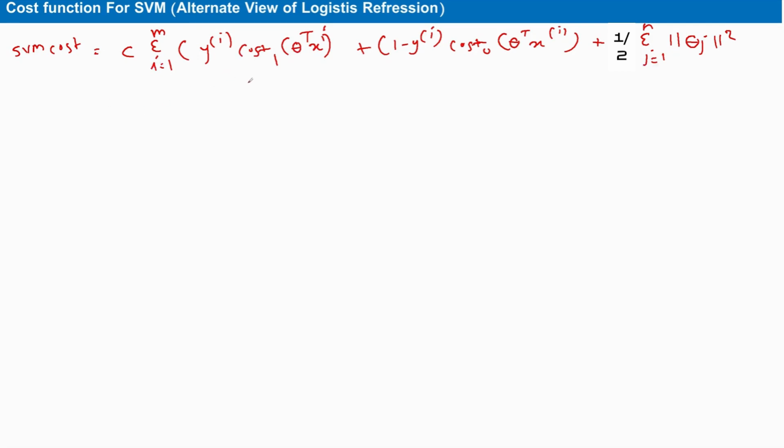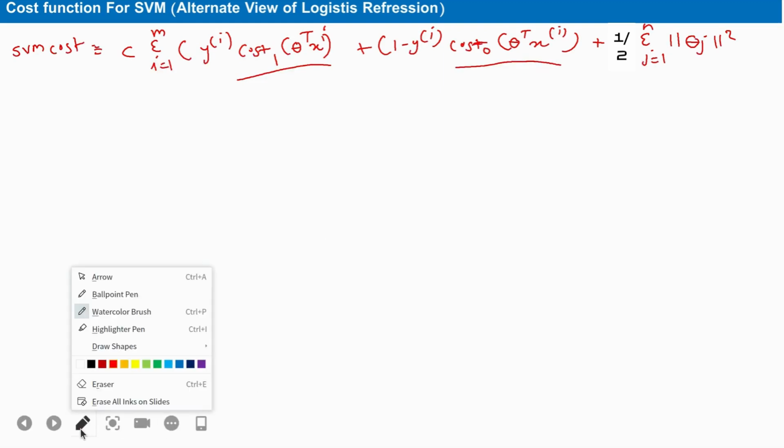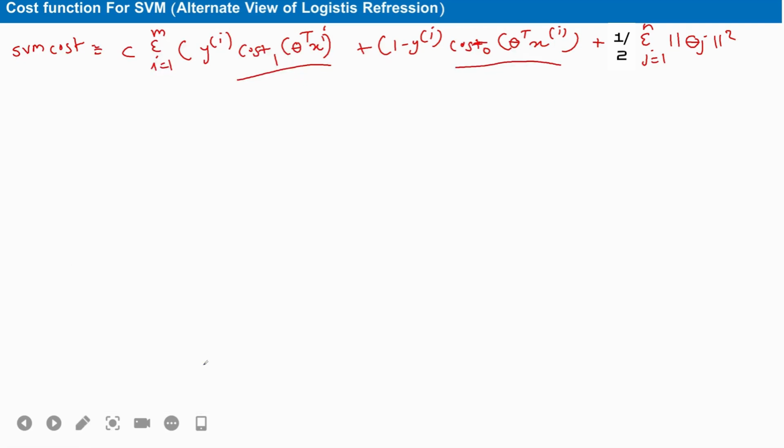So here we will try to analyze what the term cost when y is equal to 1 is, how we will evaluate it, and what the cost when y is equal to 0 is, how we will evaluate it. This is how they are evaluated in the SVM.